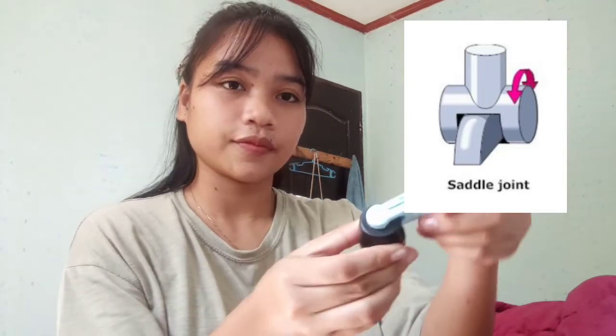It allows angular movements similar to condyloid joints but with a greater range of motion. It is a type of synovial joint that allows articulation by reciprocal reception. So here is my improvised model for saddle joint. Both bones have concave and convex articular surfaces which interlock like two saddles opposed to one another.